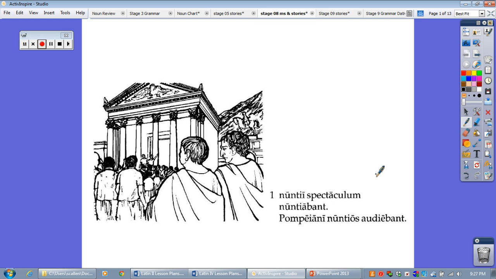Wow, there we go. What word do you think is the subject of this second sentence? If you said Pompeiani, you are correct. That's nominative plural. And then you've got a verb, audiebant, and so the only word that's left is nuntios. The accusative case goes em. So it's not singular, but the accusative plural goes as, os, es. Hey, it's the direct object. The Pompeians were listening to the messengers.